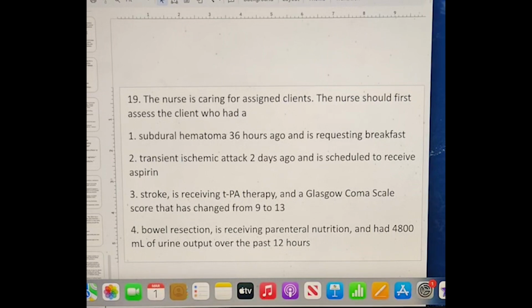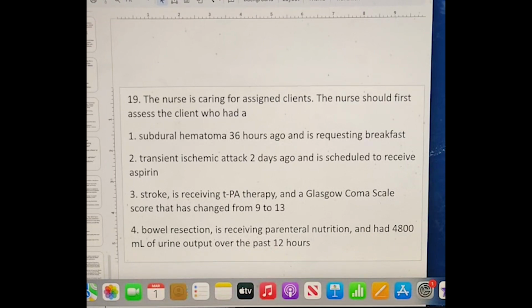Question number 19, the nurse is caring for assigned clients. The nurse should first assess the client who had a blank. This, ladies and gentlemen, is a what question. It's a what question. You tell me. All right. So, oh brother, no, it's NCLEX, Lord have mercy.